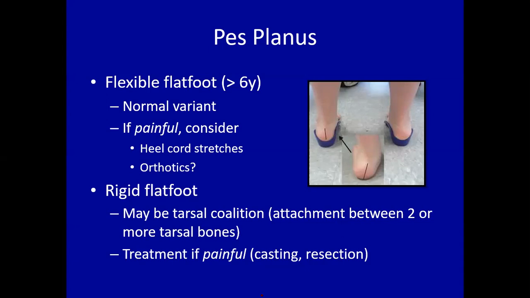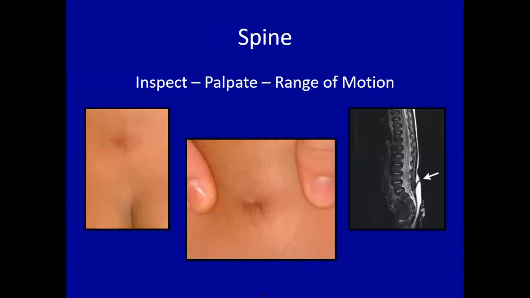We want to make sure that it's not rigid. If it's rigid, then we definitely want to refer. The spine. So moving on from the feet to the spine. Most of this you guys may have gone over. This is just a radiograph, MRI that shows a spina bifida.